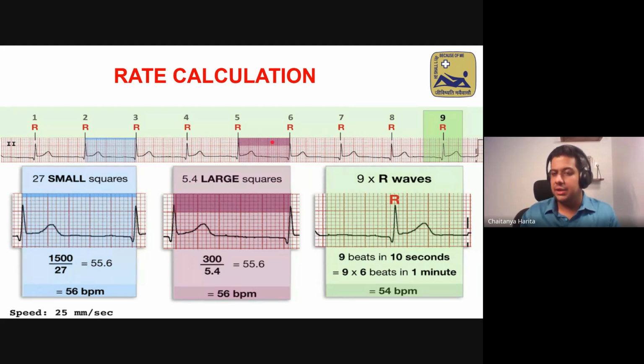This is the best way to calculate your heart rate. Ideally, it should be 1500 by the number of small squares, but since we can't do that in all patients, 300 divided by that. Now you'll wonder, sir, why have you put up the last one?